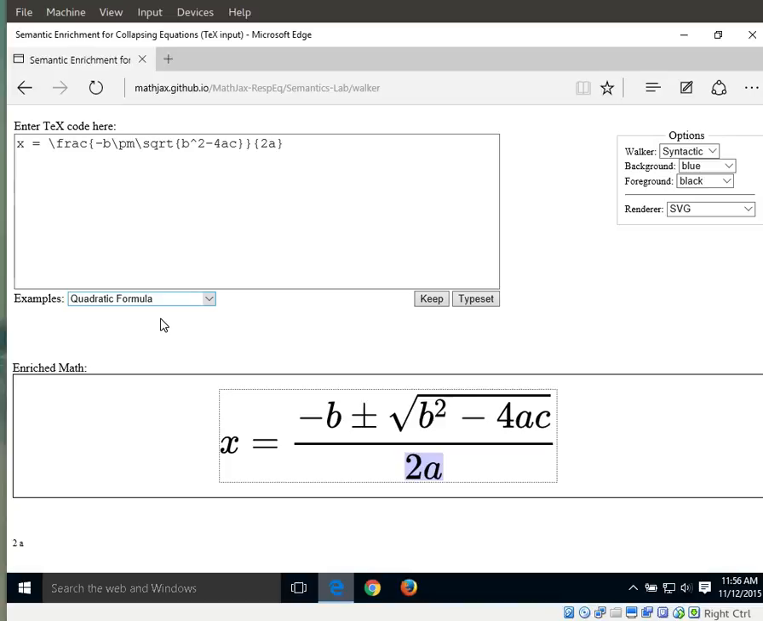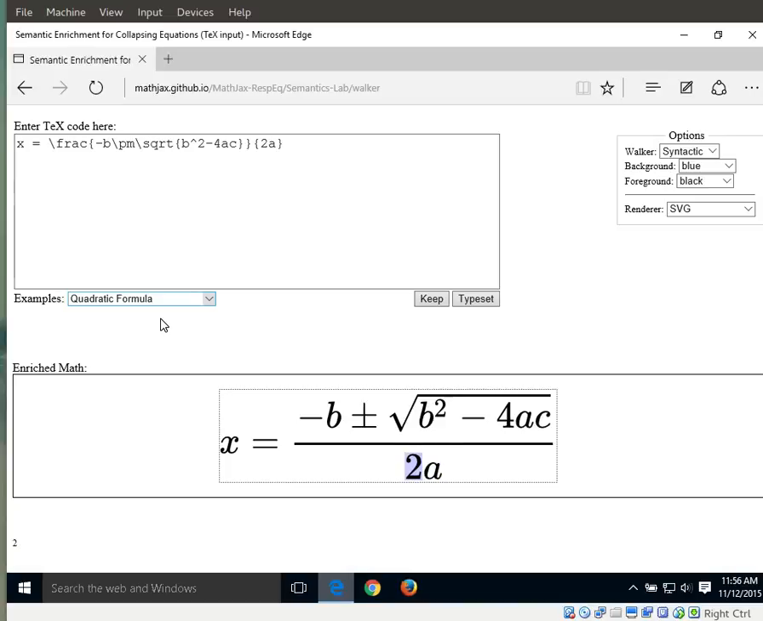And in fact, our semantic heuristics do provide additional information, even though if you look at the source, the MathML source or the TeX input, this information is not actually available. So if we explore this 2a further, we can actually find out whether it is a single identifier or in fact something more complex. So let's go down a level.